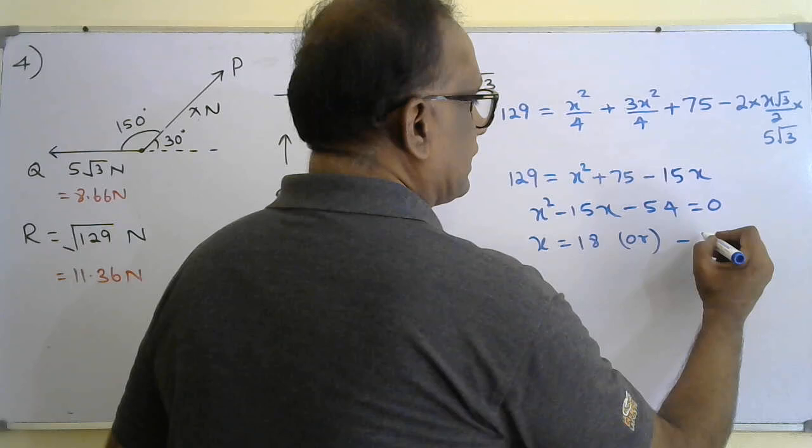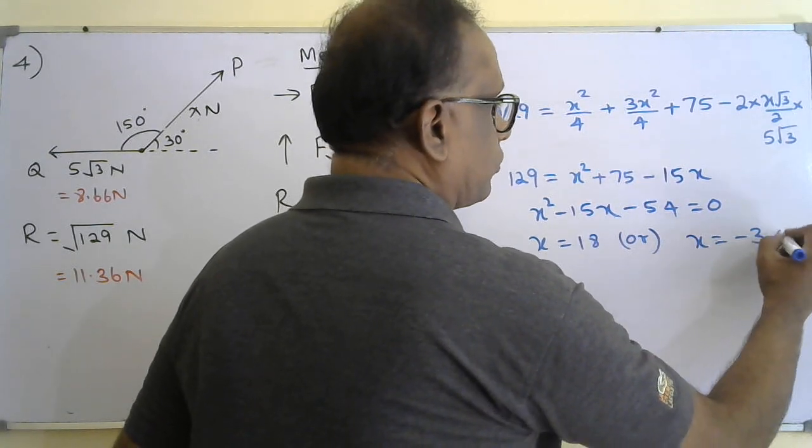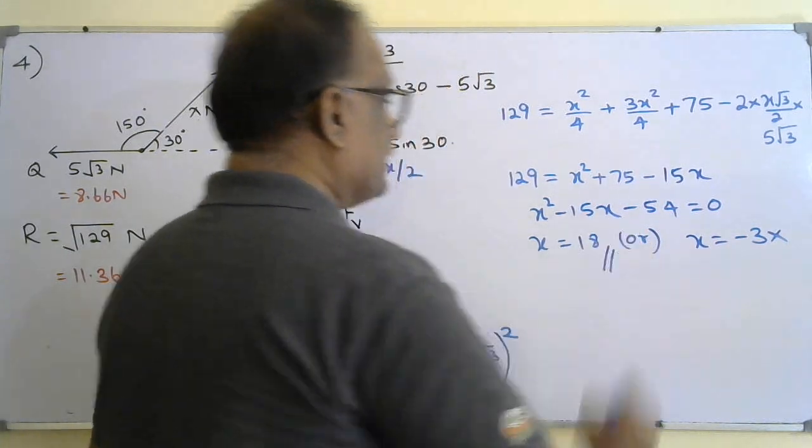So the negative answer is not acceptable because x is a magnitude. So we don't consider this. So x is equal to 18 is the correct answer.